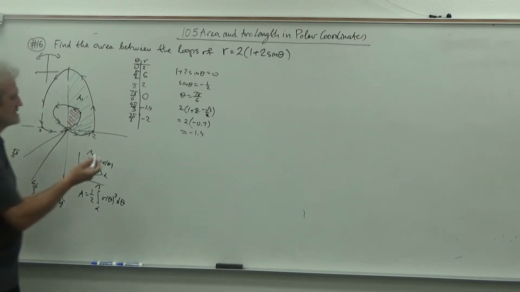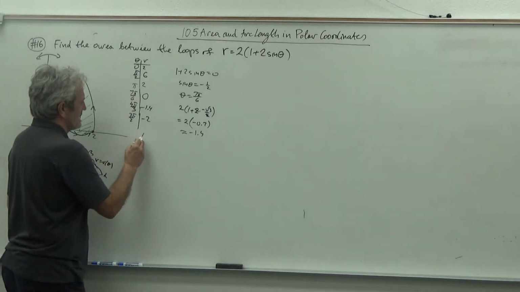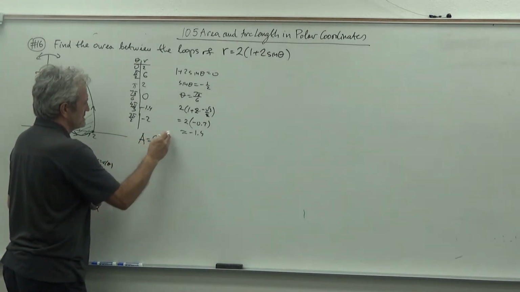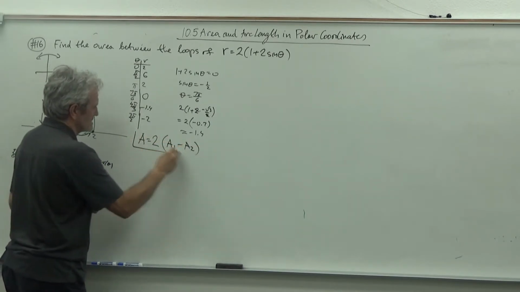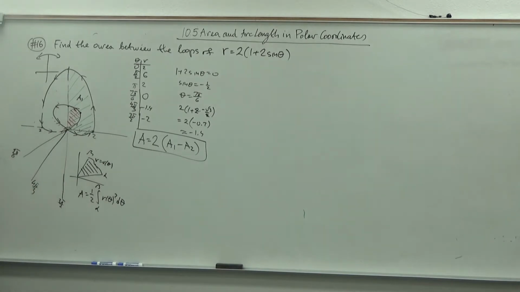So it is somewhat complicated. So let's say the following. Here's our plan: Area equals 2 times area 1 minus area 2. So that's our plan. Now let's calculate each of them individually.